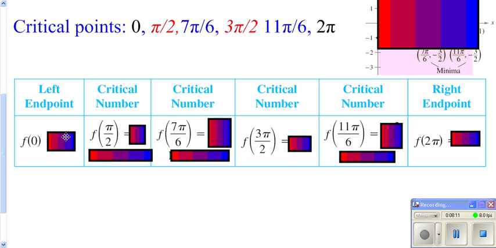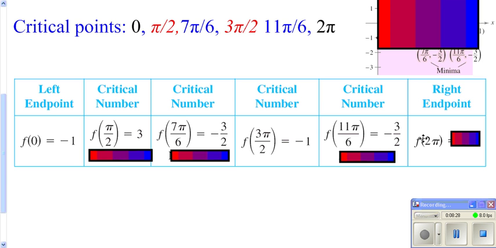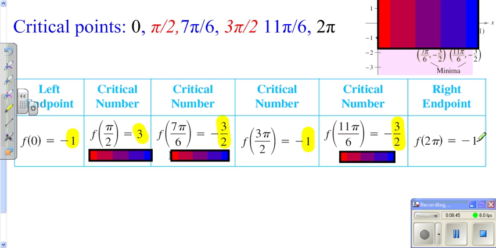You plug 0 into your original function. Plug pi over 2 into your original function. Plug 7 pi over 6 into your original function. Plug 3 pi over 2 into your original function. 11 pi over 6 into your original, and your other endpoint of 2 pi into your original. You will then realize the largest of these that you get out, and remember we're only looking at the outputs here. The largest would have to be your maximum, so you know this is your maximum.